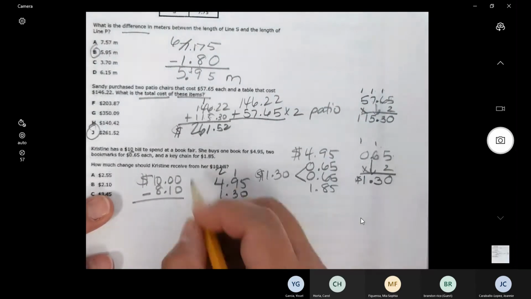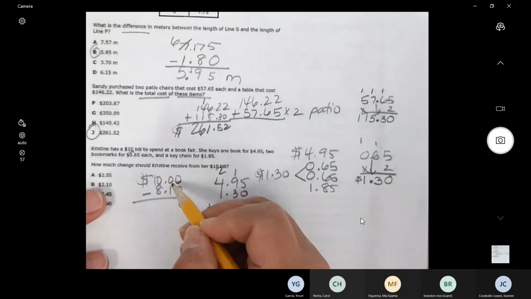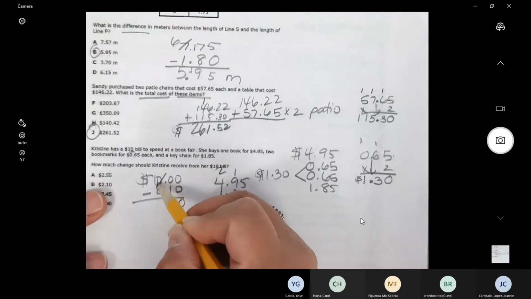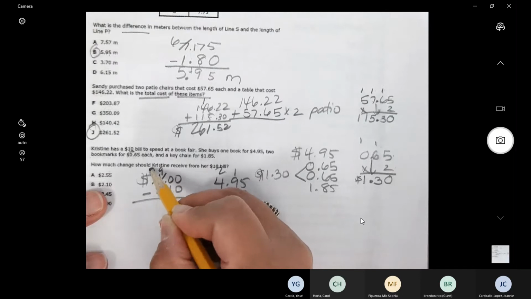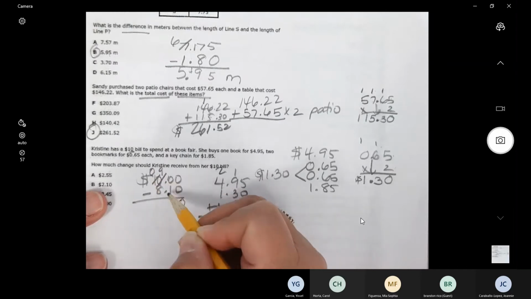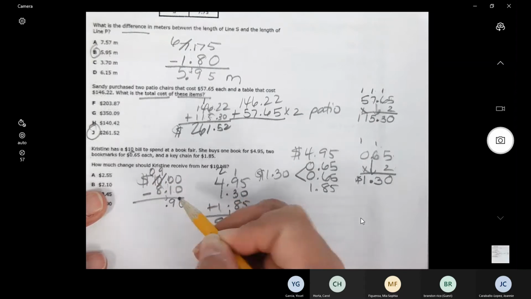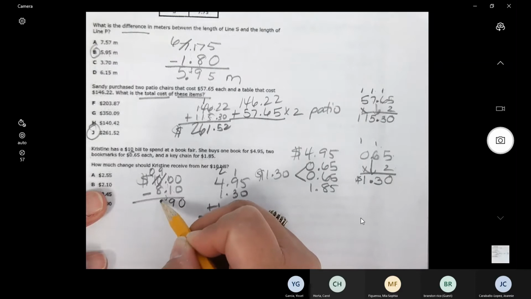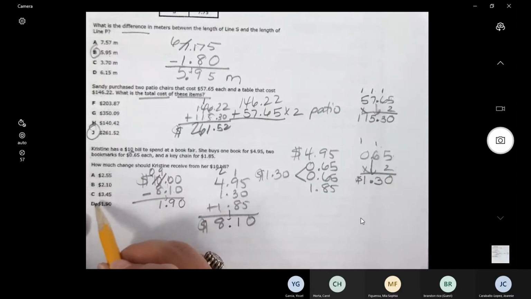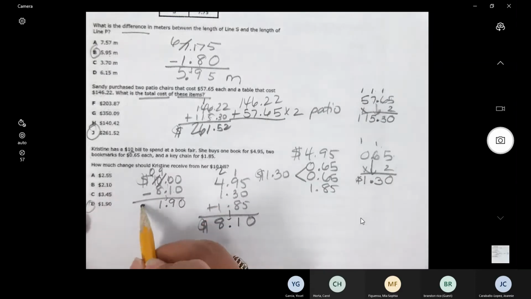So 0 minus 0 is 0. Can I subtract 0 minus 1? No, so I have to borrow from here. This becomes a 9. And then borrow from this guy, and that becomes a 0. And then this becomes a 1. So 10 minus 1 is 9. I bring down my decimal point, and that's right here. 9 minus 8 is 1. So the change should be D, $1.98.